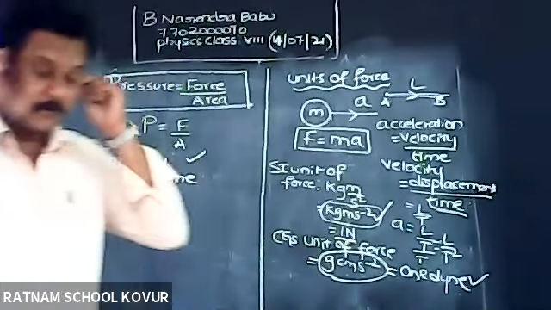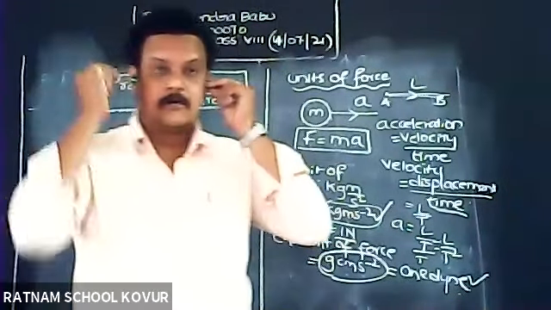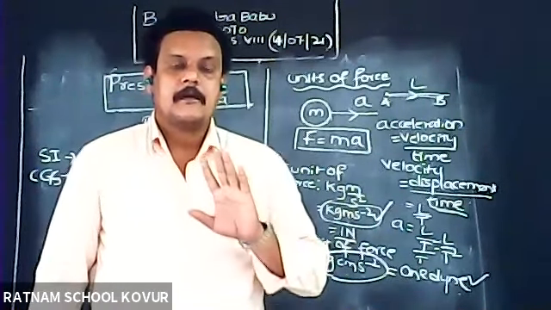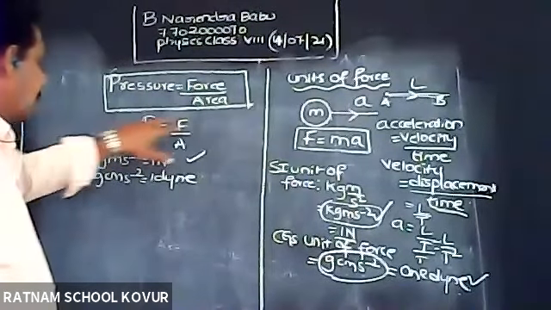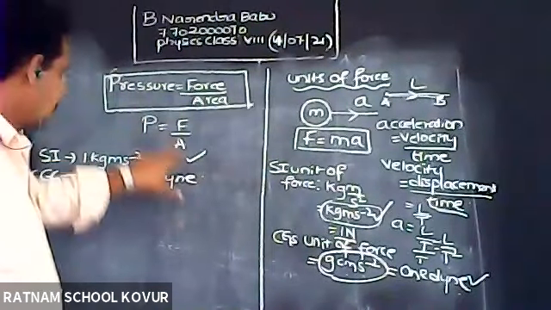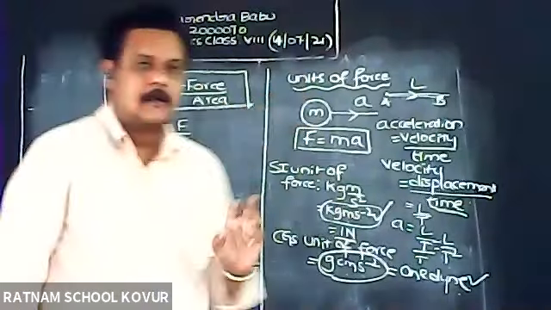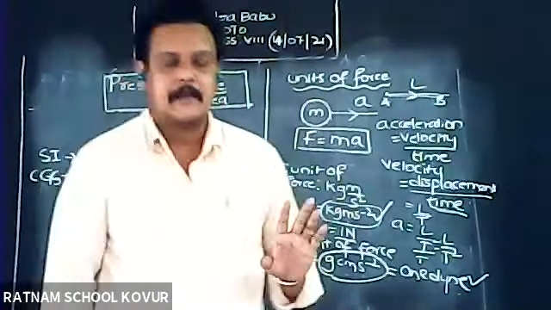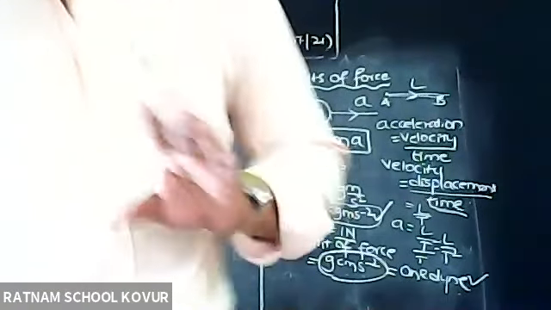Listen. So first we have to write the units. We have written pressure is equal to force by area. So we don't know the units of force. Force is given by the formula F is equal to ma, m means mass into acceleration.